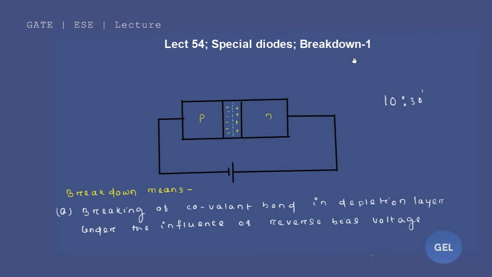Now what is the meaning of breakdown? What is that single thing that is going to break? That thing is nothing but the covalent bond of the electron and hole pair inside this depletion layer in the reverse bias case. You understand my point? Breakdown means breaking of covalent bond in the depletion layer under the influence of reverse bias voltage. Our goal is to produce electron and hole pairs by breaking their covalent bond inside this depletion layer.